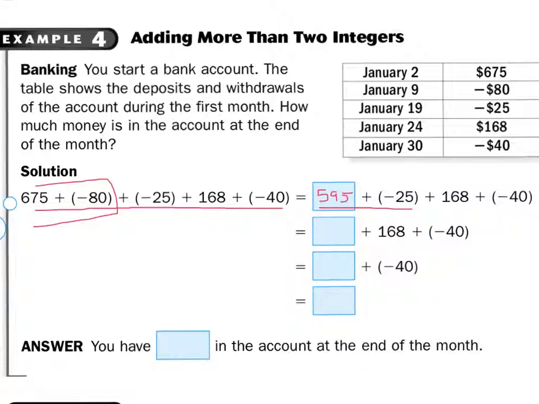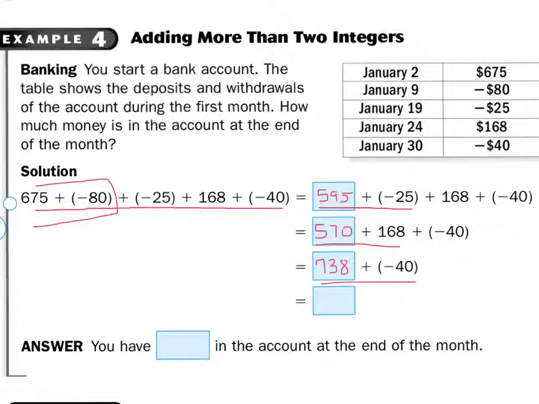Then you'll add 595 and a negative 25. Again, different signs, so you subtract them. That will leave you with 570. Again, 595 is larger and it's positive, so 570 is positive. This is a simple addition problem. 570 plus 168 will give you 738.